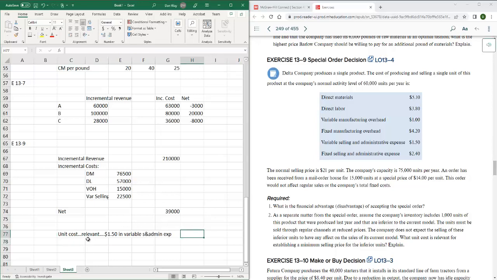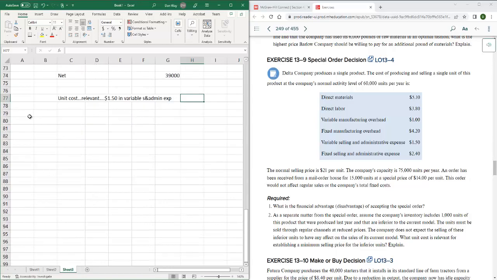Might sound a little funny to talk about things that way, but truly these units of product are old and junky, right? We're either going to throw them away essentially or sell them at a cut rate. So the only thing that becomes relevant then is what does it cost us to move them? And in this case, it's the $1.50 in variable selling and admin expenses.